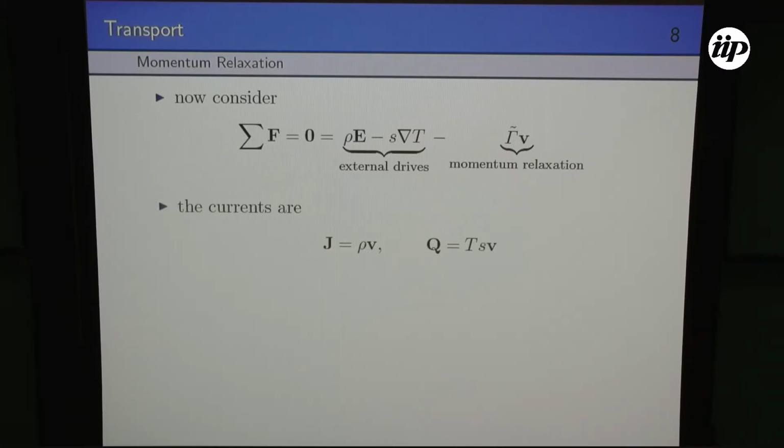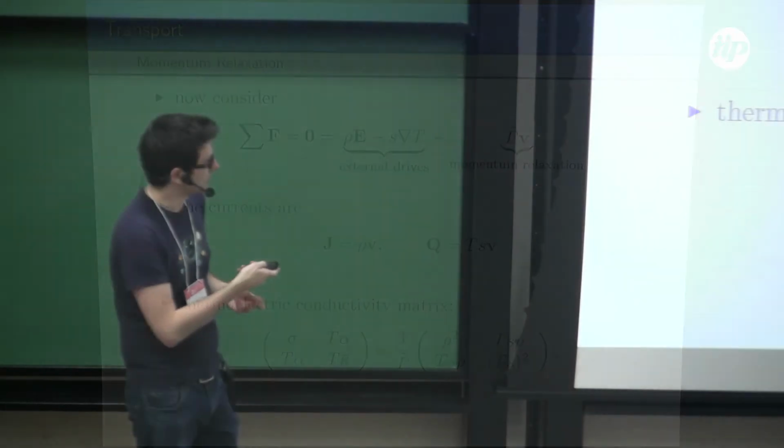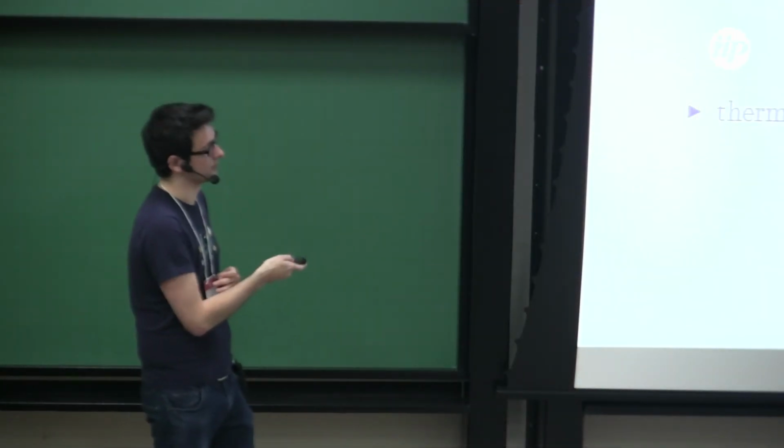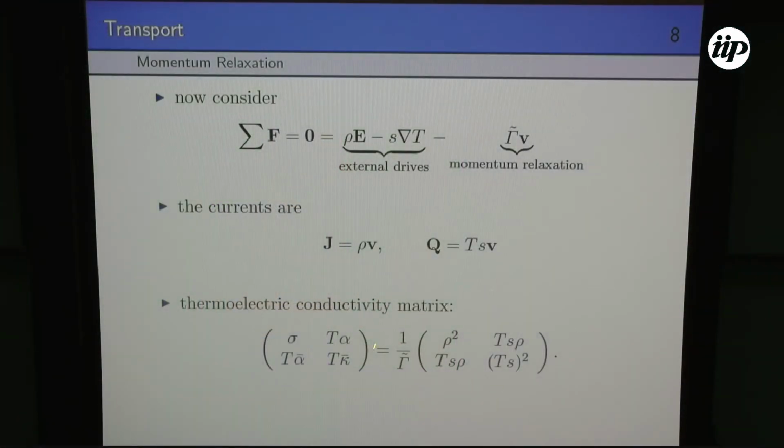Let me just state that a proper definition of velocity would imply that, at least for sufficiently small gamma twiddle, charge current would be the density times the velocity, and the heat current would be temperature times entropy density times velocity. Okay? And so we arrive very easily at the thermoelectric conductivity matrix. All of the conductivities are controlled by the same scattering rate, gamma twiddle. This isn't a rate, it has other units too, but you know, there's a rate hidden in there somewhere. And then we have this matrix of coefficients.